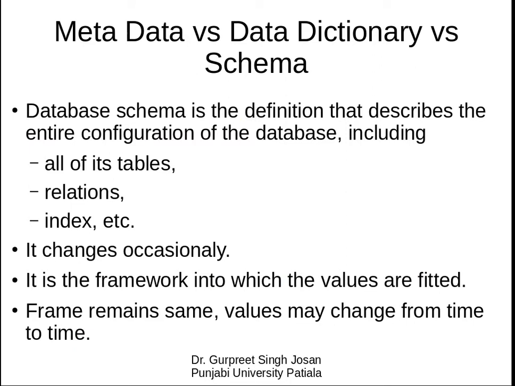Then coming to schema, database schema is the definition that describes the entire configuration of the database. So it is basically the definition of the database. The definition that describes the entire configuration includes all of its tables, all of its relationships and indexes, what the constraints on these tables are, and what the data types of these variables are. So everything is contained in the schema. So it is the definition of the configuration of the database.